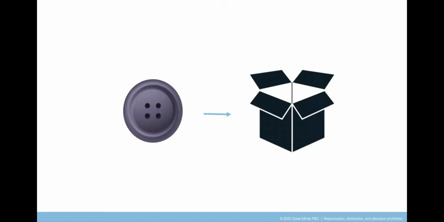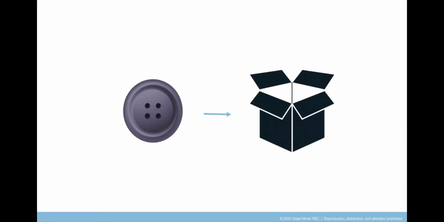Now I have a challenge. I want you to point to the picture gently on the screen that represents the small details. Now, point to the picture that represents the main topic or what the text is mostly about. I'm sure you got them right. The button represents the small details and the box represents the main topic or what the text is mostly about.